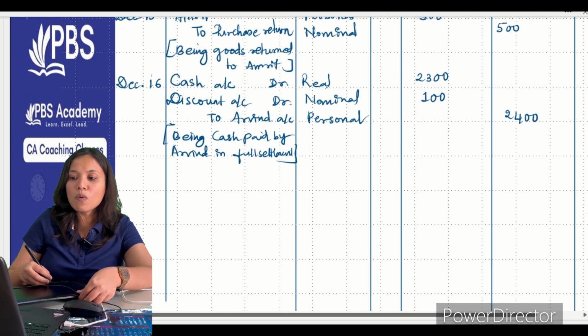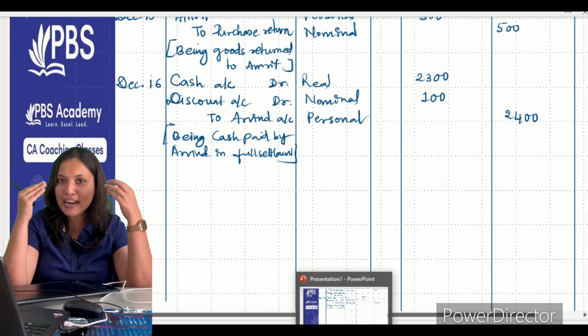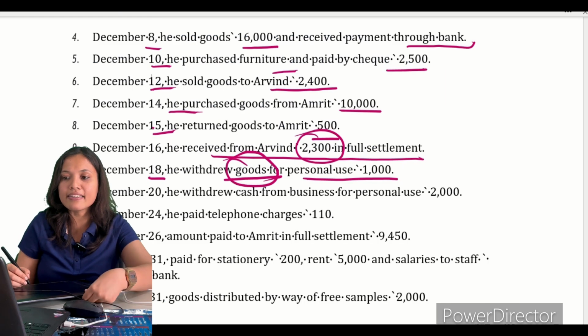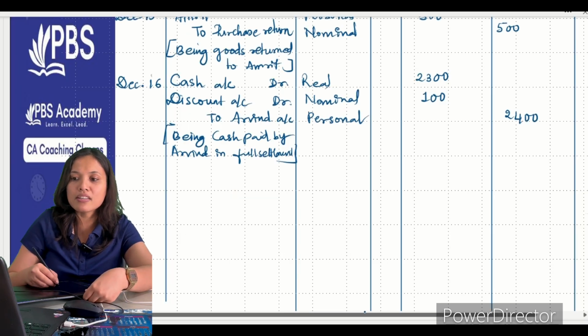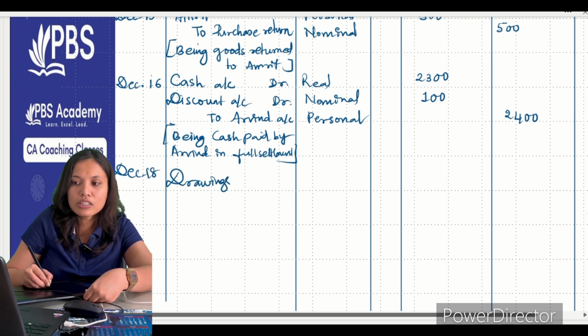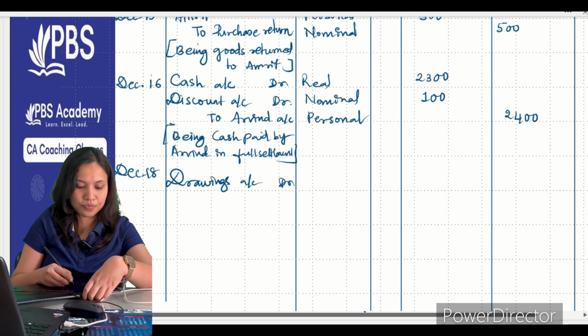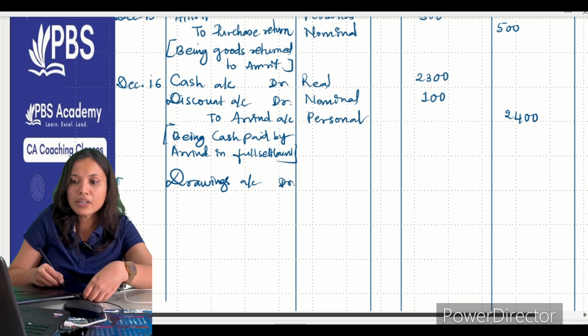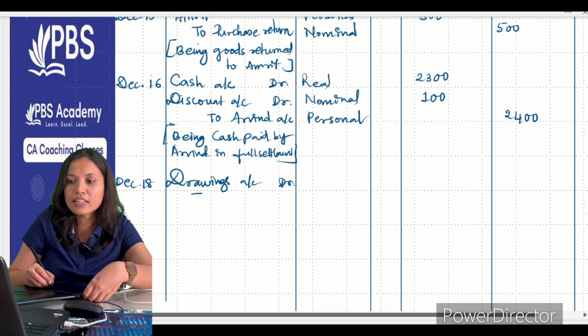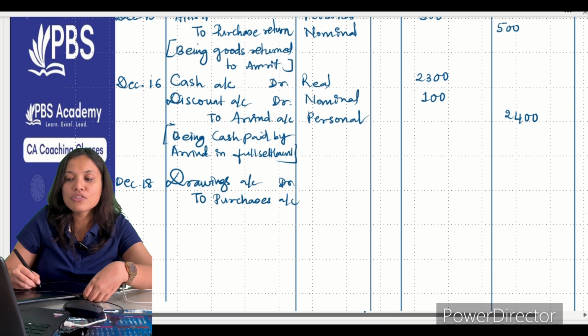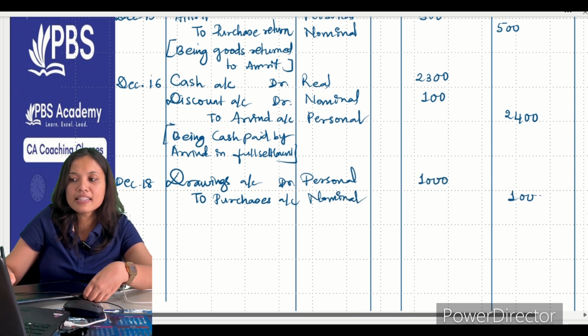Clear? Chalo. With all the important star marks in our mind, let us solve the December 18th entry, goods withdrawn for personal use. So December 18th, first of all, it is drawings. Drawings account debit, but goods withdrawn and hence it is to purchases account. Very good. So drawings is again personal, and purchases is nominal. Clear? So it is how much? 1000.